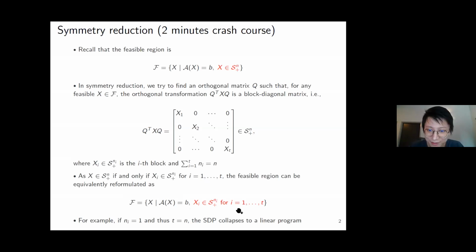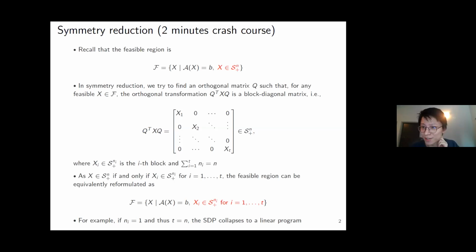So that means I can formulate the feasible region of my SDP equivalently by replacing the PSD matrix X of size N by the smaller blocks Xi being positive semi-definite. This can be a huge reduction in the problem size. For example, if each small block is just a 1-by-1 matrix, then the semi-definite program collapses into a linear program. Because checking a 1-by-1 matrix is positive semi-definite is equivalent to saying this number is non-negative.